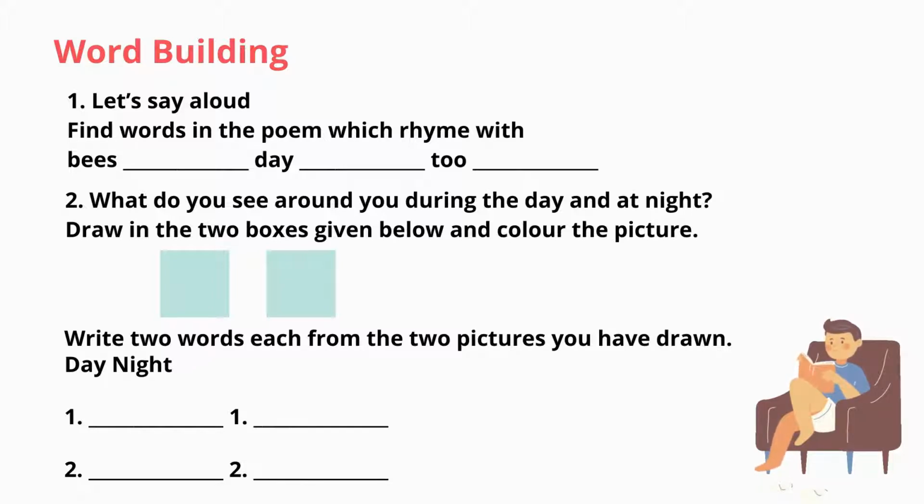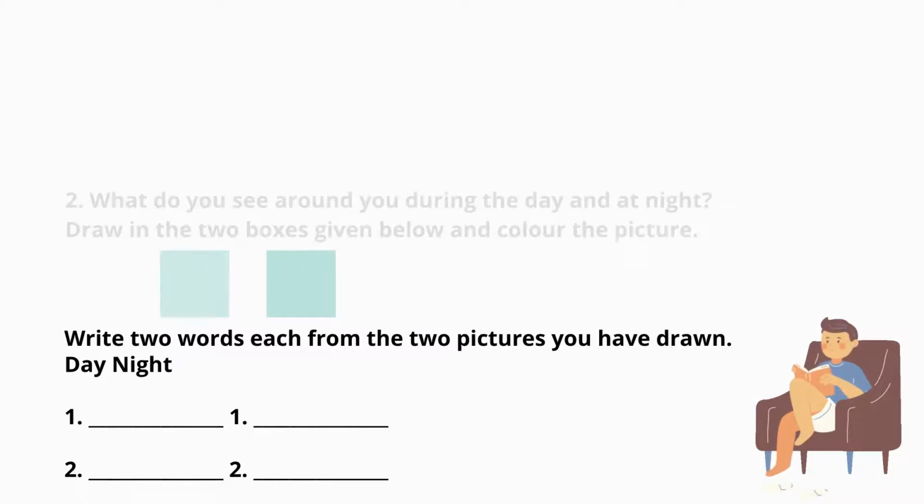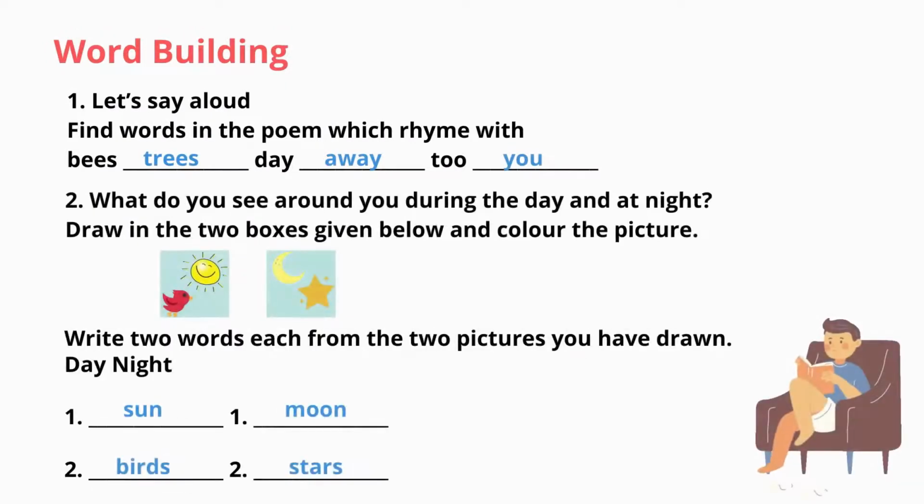Let's find out the rhyming word of bees from the poem. So it is trees. The rhyming word of bees is trees. So next, the rhyming word of day is away. Next is to. So the rhyming word of to is you.